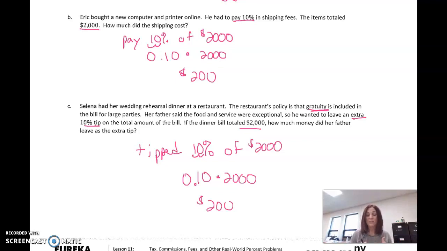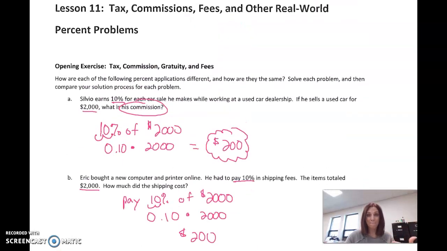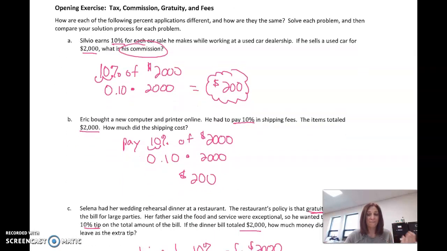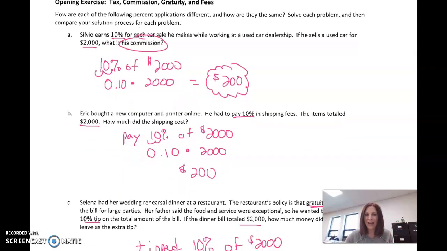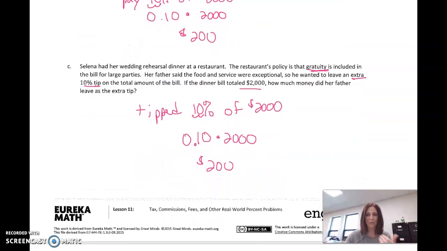You can see in all of these problems, we did them the same way. It's that whole quantity equals percent times whole. But we were talking about tips, shipping fees, and commissions. A lot of these things we figure out the same way. So I'm going to challenge you in this lesson to make sure your answer makes sense. If it's a shipping fee, I would add this on to 2,000. If it's a discount, that's what I'm going to subtract. Use your common sense for those things.